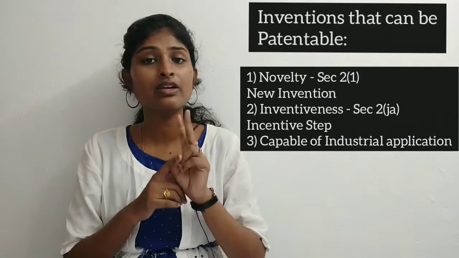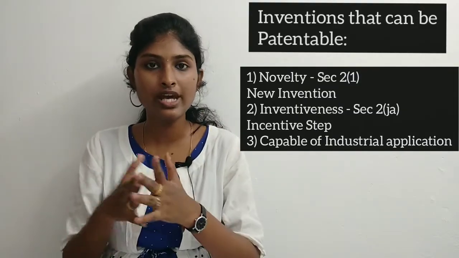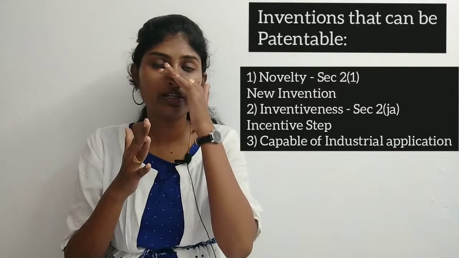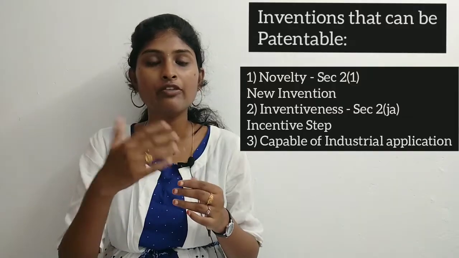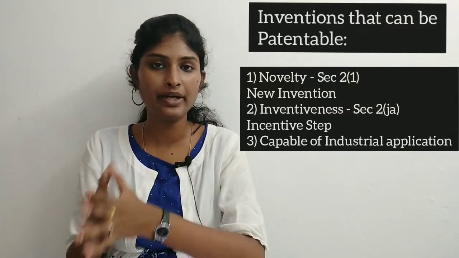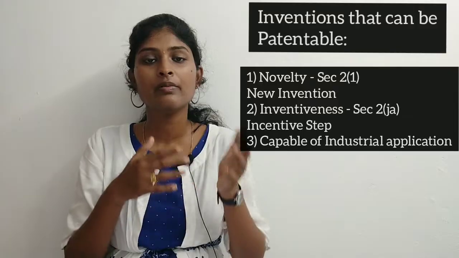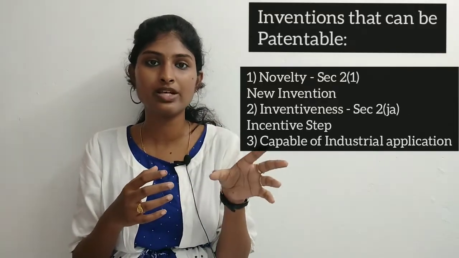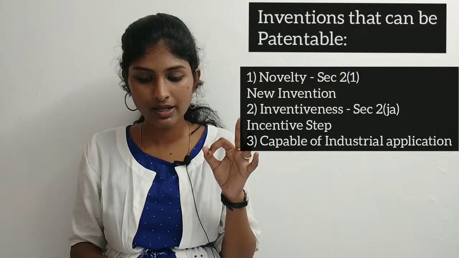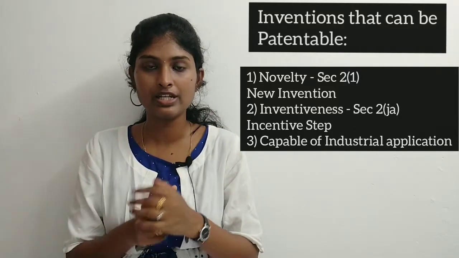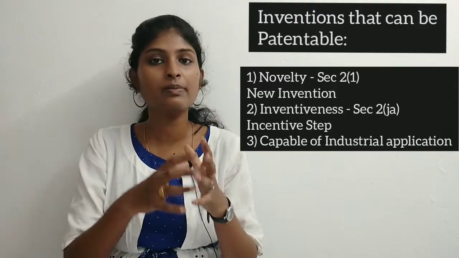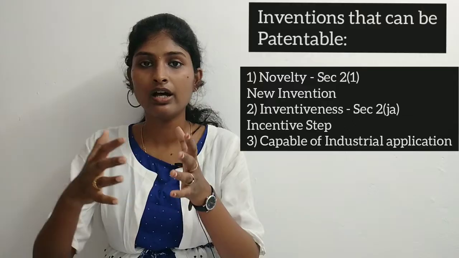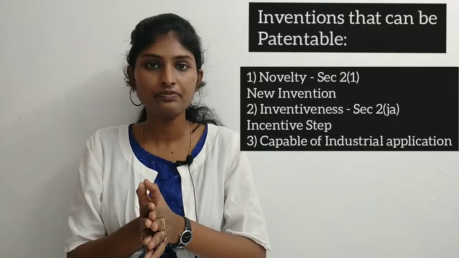The second thing is inventiveness. Section 2JA of the Act says inventive steps, which means there should be some invention or advancement. If a person claiming a patent for existing item, then there must be some advancement or improvement in that previous item. The third thing is capable of industrial application. The invention must have practical usage and it should be applied in any industries.